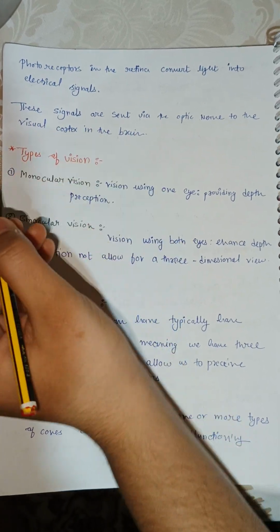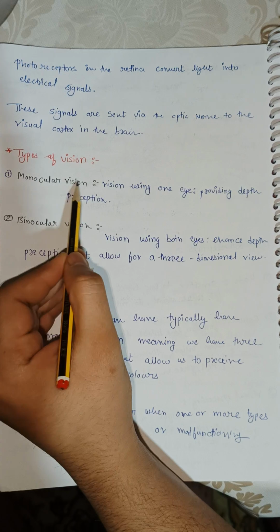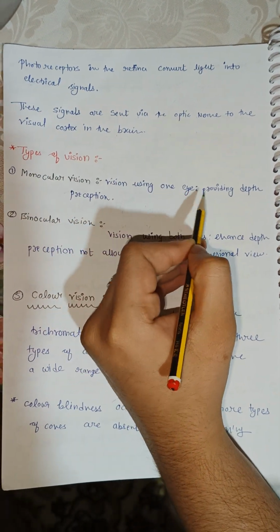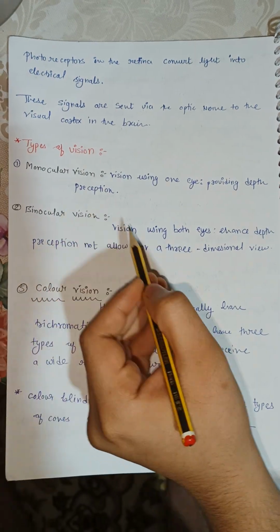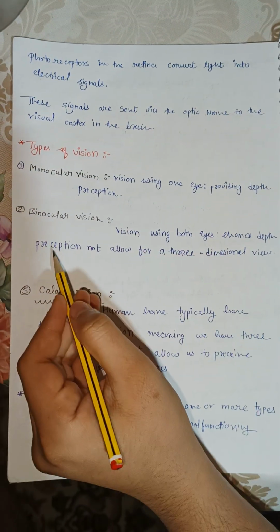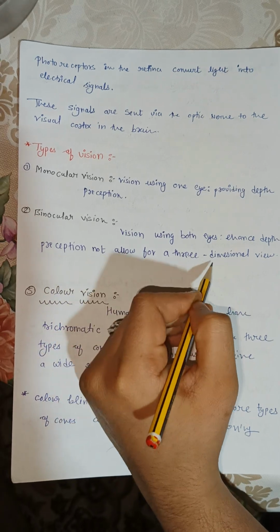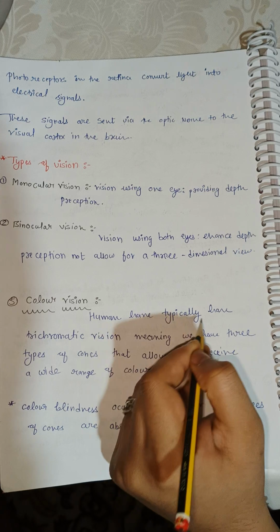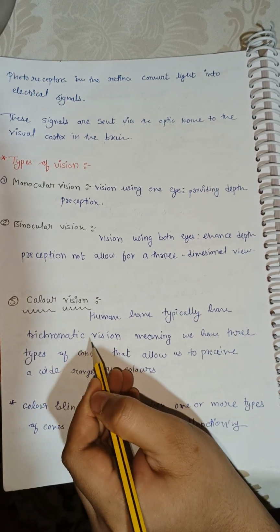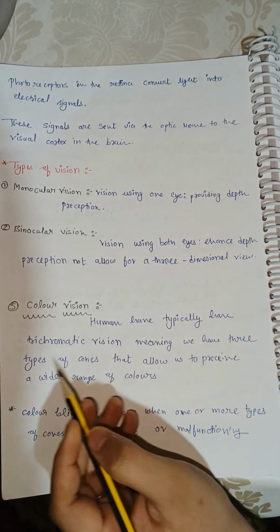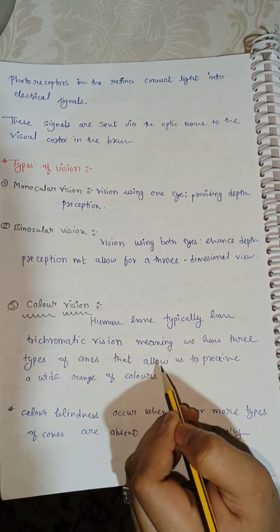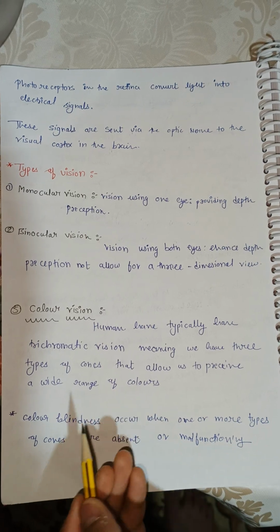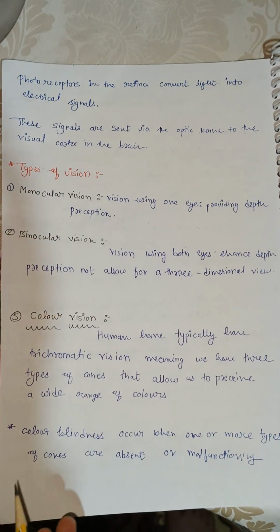There are two types of vision: monocular vision and binocular vision. Monocular vision uses one eye. Binocular vision uses both eyes, enhancing depth perception and allowing a three-dimensional view. The fifth one is color vision. Humans typically have trichromatic vision, meaning we have three types of cones. They allow us to perceive a wide range of colors. Here we have the cones with different types of color: red, green and blue.